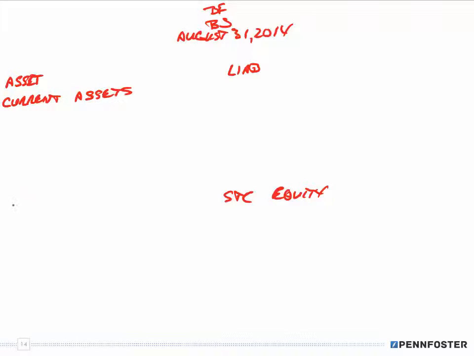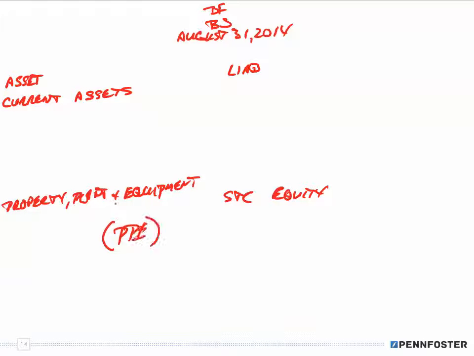And now the long-term assets are property, plant, and equipment. And whenever you see, and this is just as an FYI, PPE, all right, it is the shortcut to writing out property, plant, and equipment whenever we're discussing it. But on your financial statement, you'll actually write out property, plant, and equipment.